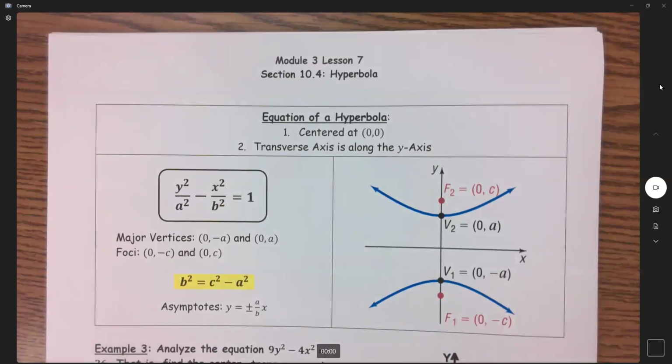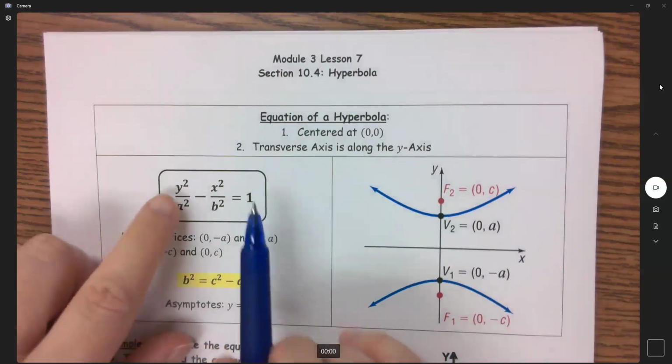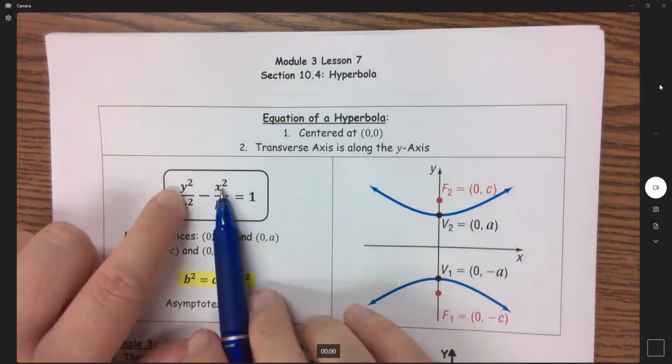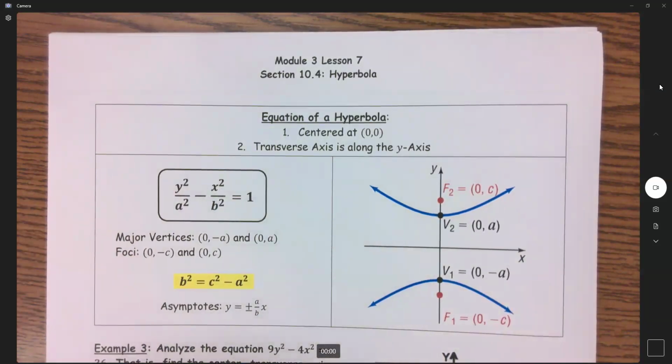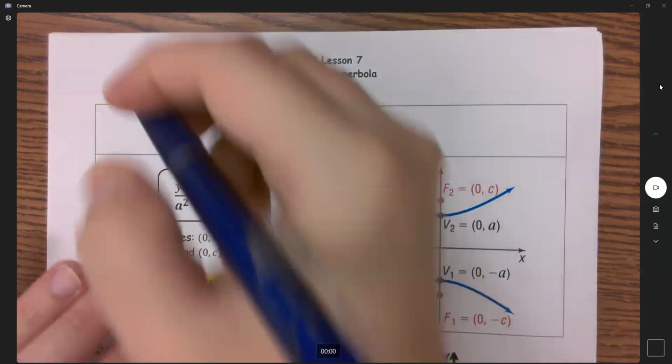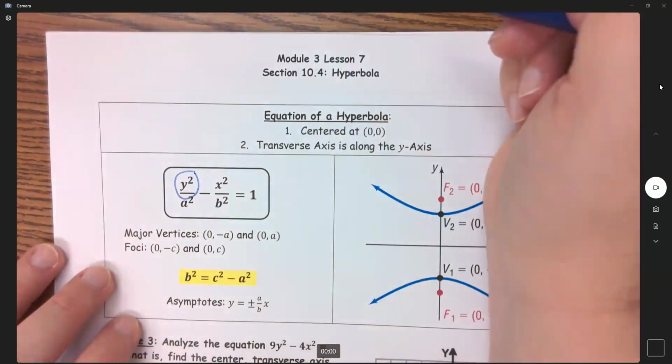Here's the second version of my formula. We have an equation of a hyperbola that is still centered at 0, 0. And I can tell that because we have y squared and x squared, and nothing in parentheses. We have no h, k. And now my transverse axis is along the y, because my y is first.